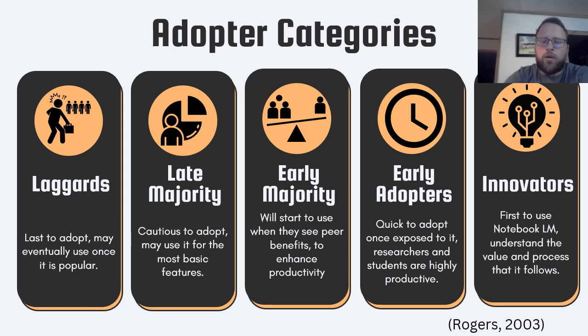The late majority adopters, which is the fourth category, are really at this phase cautious to adopt artificial intelligence and really cautious to put their research into a platform that they don't know much about.